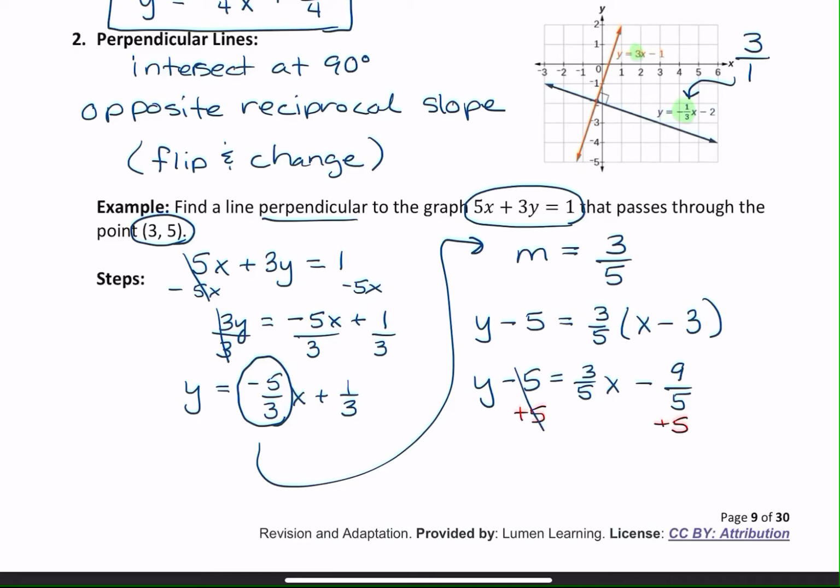So that's going to give me y equals 3/5 x. And then I'm going to go down here. I got negative 9/5 plus 5. So I need to multiply top and bottom by 5, which is going to give me negative 9/5 plus 25/5. So that'll give me 16/5. So I've got a positive 16/5 as my y-intercept.